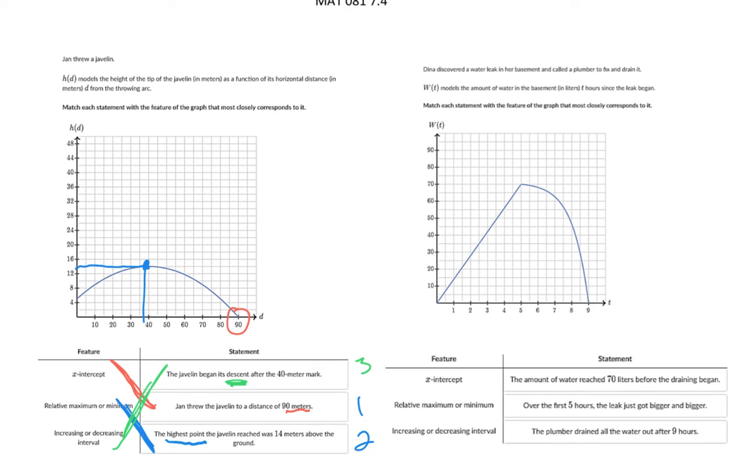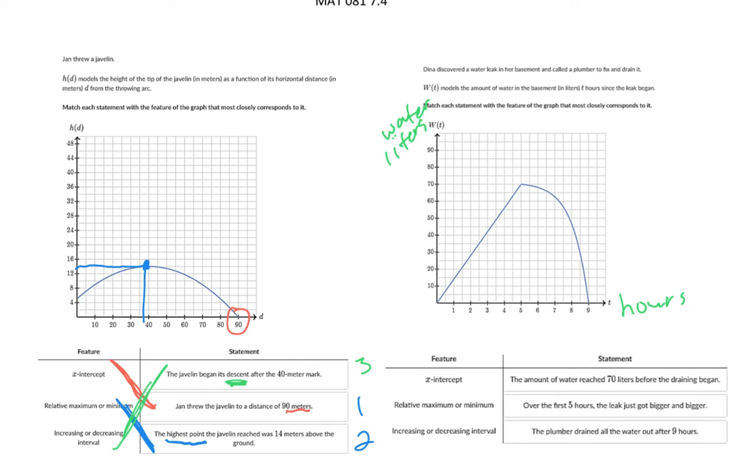All right, we're going to look at example 2. Dina discovered a water leak in her basement and called a plumber to fix and drain it. W of T models the amount of water in the basement in liters, T hours since the leak began. So we have hours here, we have our water in liters here. We're going to match each of these up.